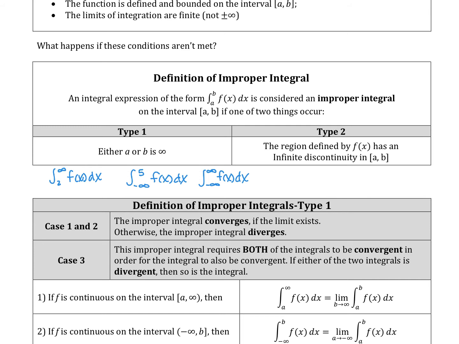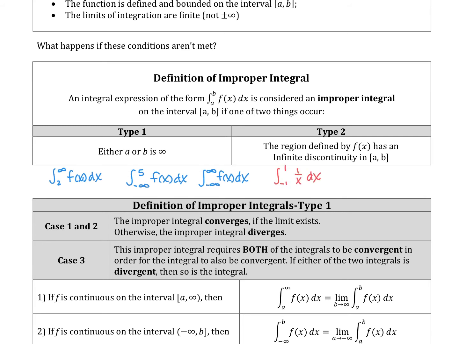Now, the other type of improper integral that we have is a region where f of x happens to have an asymptote, an infinite discontinuity, something where the graph heads towards infinity in the middle of the interval from a to b. So for example, an example you might see here might look like, I don't know, negative 1 to 1 of 1 over x dx.